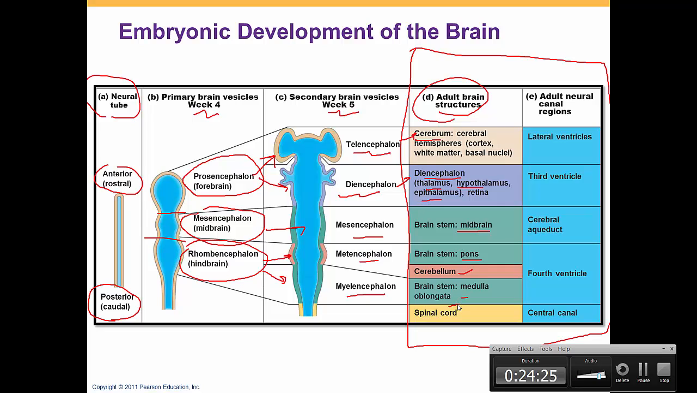It's important to know that the telencephalon, in addition to giving you the cerebrum, also gives you the lateral ventricles as well. The diencephalon gives you the third ventricle, and the midbrain gives you the cerebral aqueduct from the mesencephalon, and the metencephalon, which gives you the pons and the cerebellum, also participates in the fourth ventricle, while the myelencephalon, which gives you the medulla oblongata, also gives you the fourth ventricle. Now let's go to next.